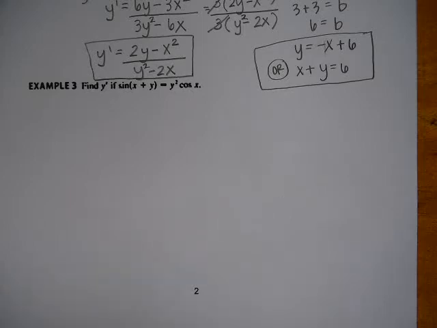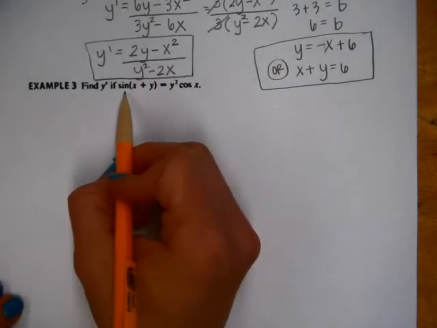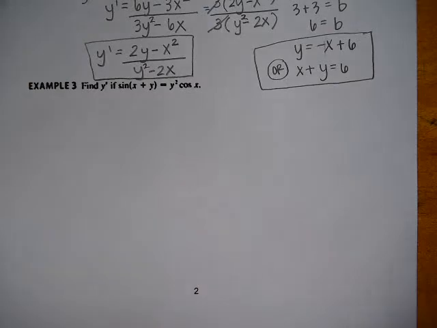It also means that you're still going to have to do your other rules. So we're doing implicit, but you still have to remember your chain rule, power rule, product rule, all of those rules as we go through this. Okay, so on the left, you'll notice that we will have to do chain rule.